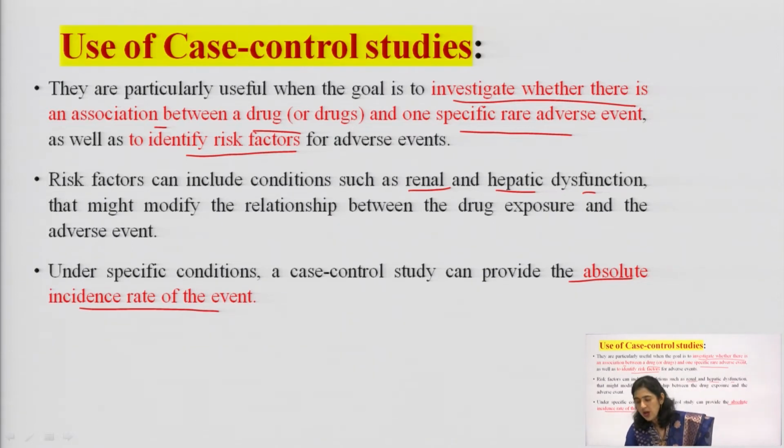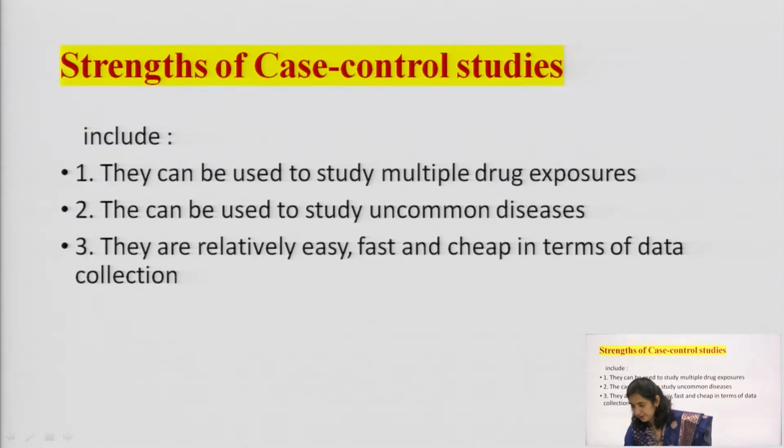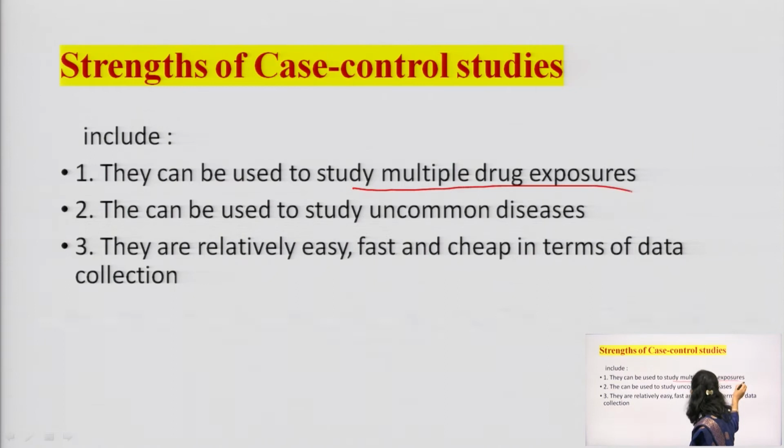Exactly, we can find out how many people suffered from a particular adverse event when the drug was being taken, because we are comparing the cases with the controls. If all cases of interest or a well-defined fraction of cases in the catchment area captured, if we know all the cases and we know the controls from the source population, same source population is known, then an incident rate can be easily calculated. Strengths of case control study, it can be used to study multiple drug exposure.